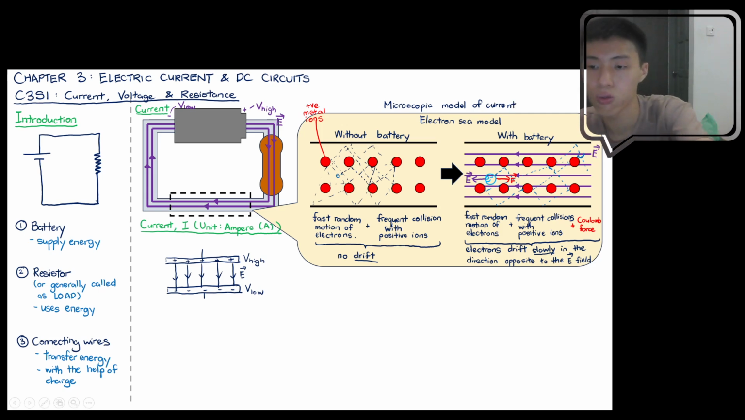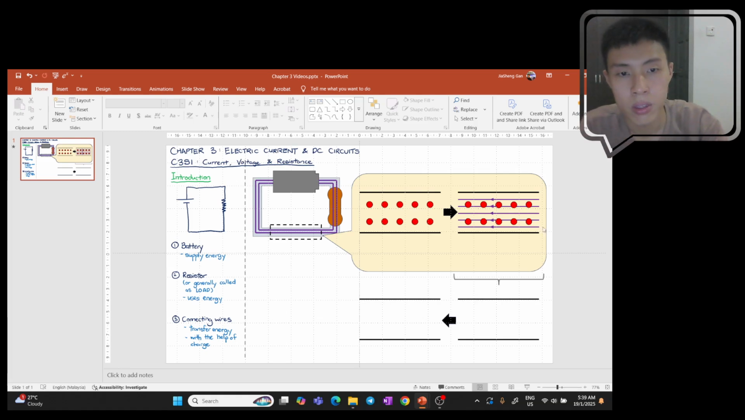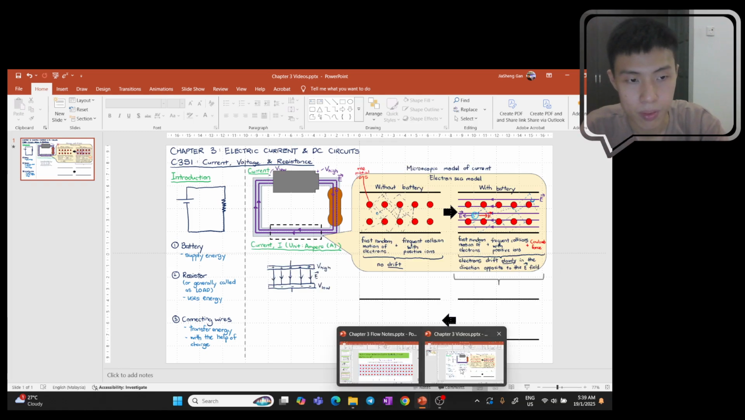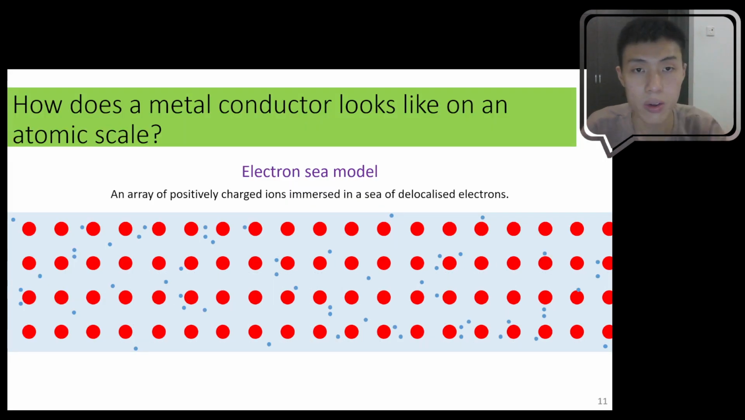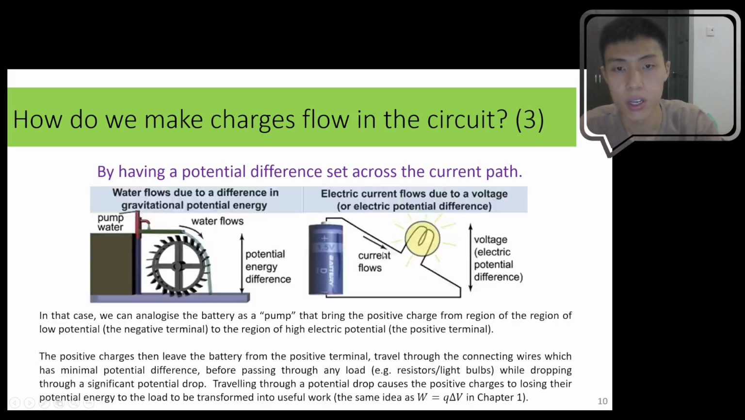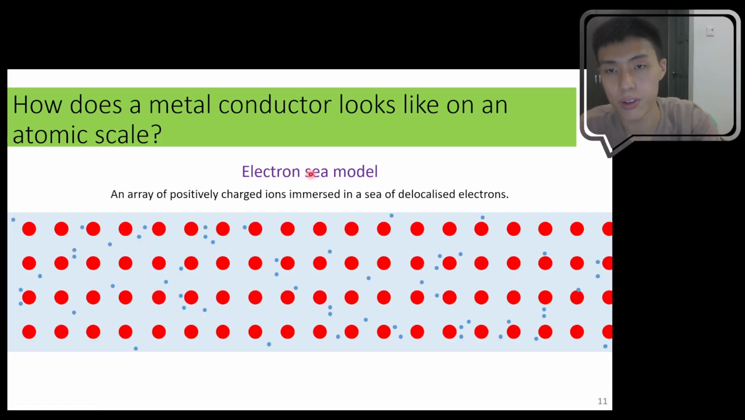To illustrate the idea better, I'm going to show you some slides that I've made. Just now we talked about the electron sea model. You can see that these positive ions are all arranged in a fixed kind of lattice. The electrons are randomly moving around in between all these positive ions. We call these delocalized electrons. They are just moving around in random motion right now.